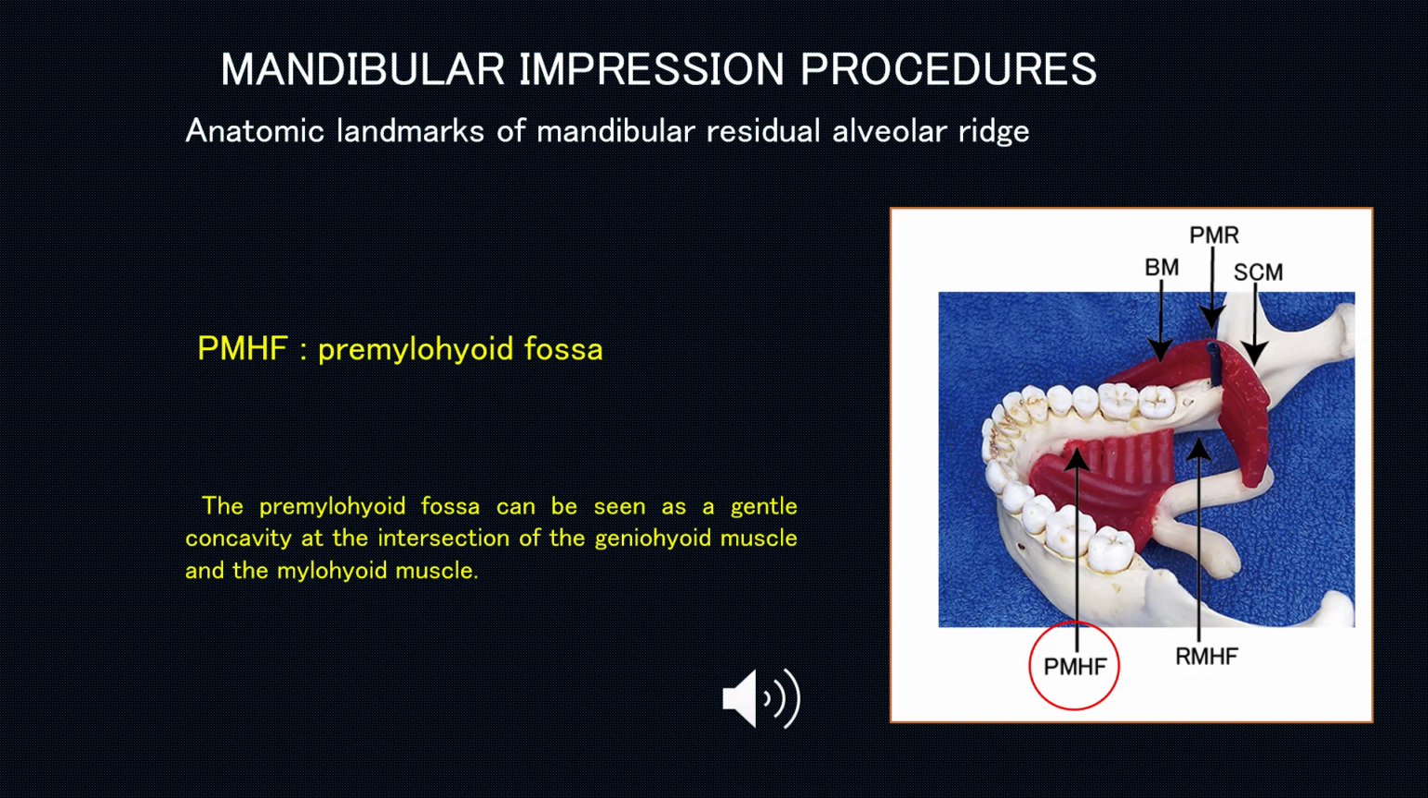Premylohyoid fossa. The position of the premylohyoid fossa is indicated by the red circle in the figure on the right. The premylohyoid fossa can be seen as a gentle concavity at the intersection of the geniohyoid muscle and the mylohyoid muscle.